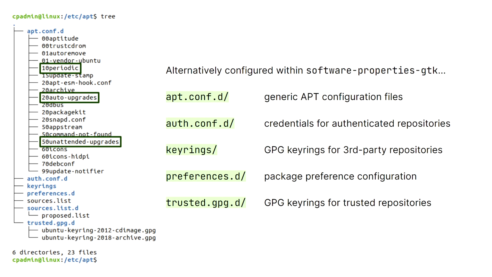So, now that we understand what's going on with GPG keys, let's cover all the different ways to configure the apt package manager. What I've done here is just show you a directory tree of the /etc/apt directory, and we'll go over each of the files and folders step by step.